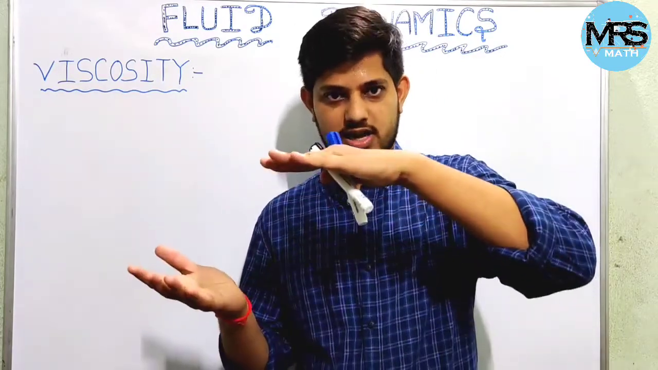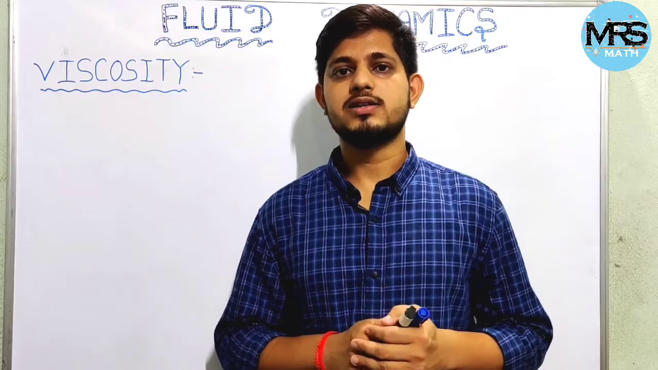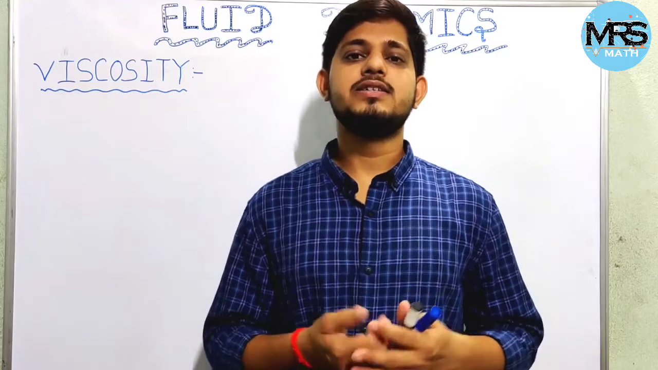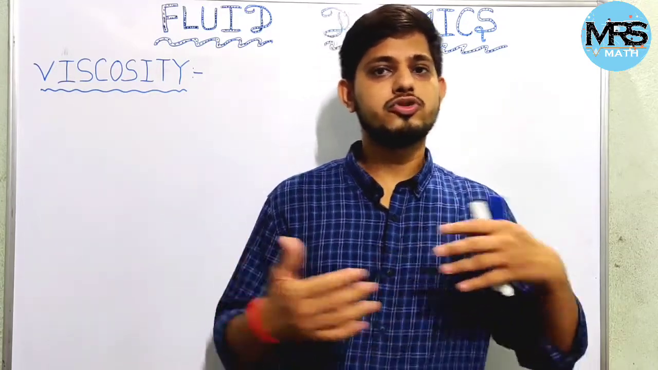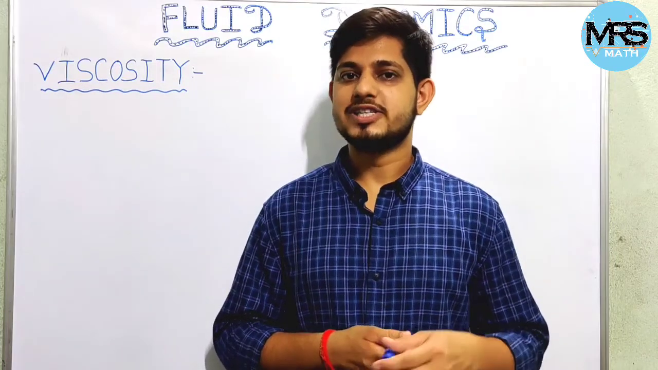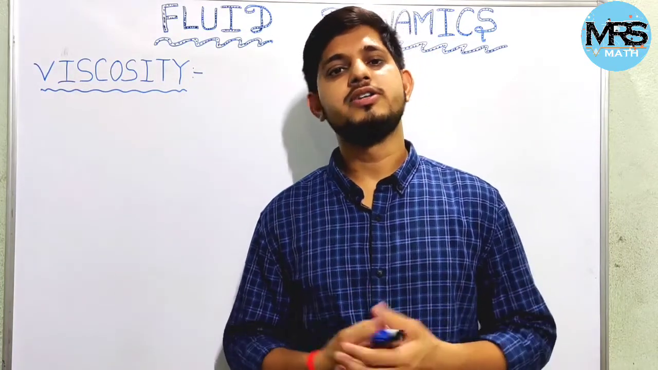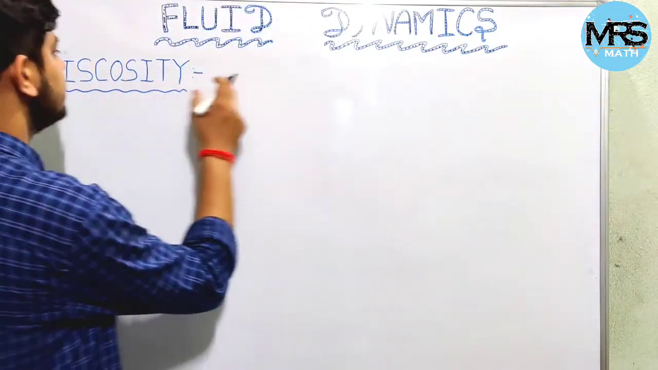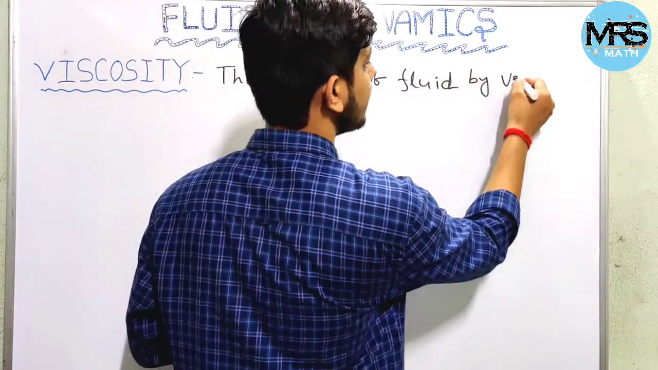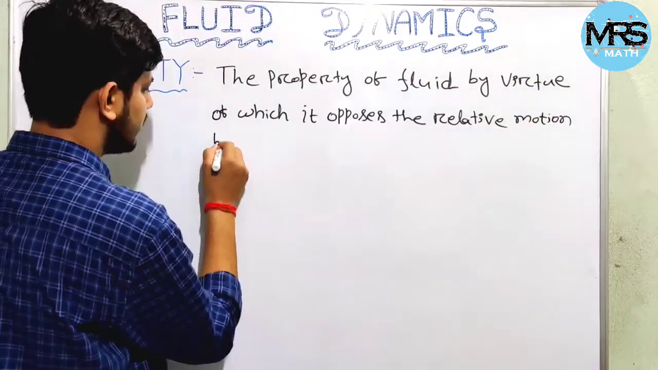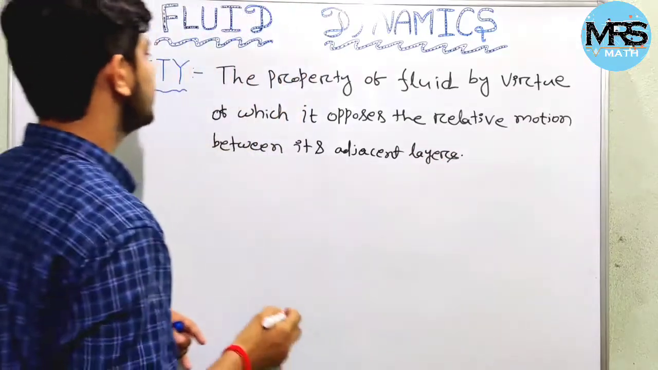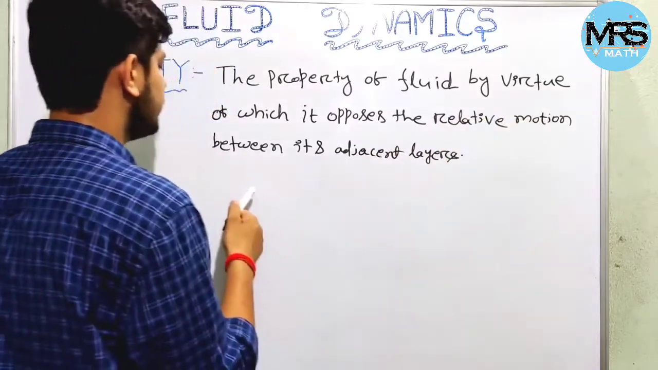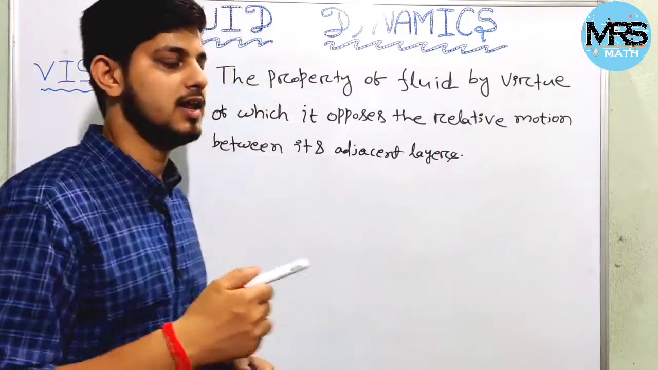If you consider a fluid flow with several layers, then in between two layers there will be relative motion and a tangential force will develop to oppose the fluid flow. That is nothing but viscous force, and the property is known as viscosity. So if you write down the definition, viscosity is the property of fluid by virtue of which it opposes the relative motion between its adjacent layers.